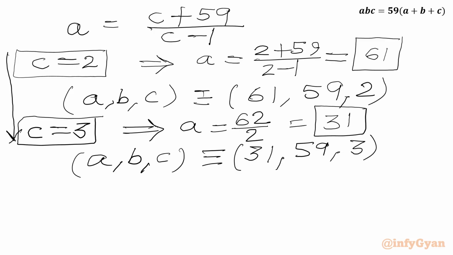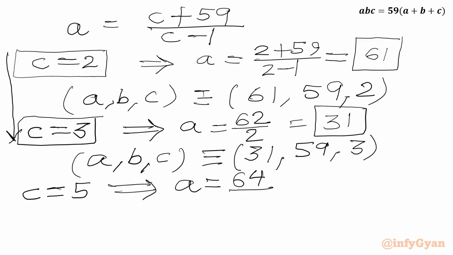Next number is C equal to 5. We are going to get A equal to 64 over (5 minus 1), which is 4. The value is 16, which is not a prime number. So we have to reject C equal to 5.